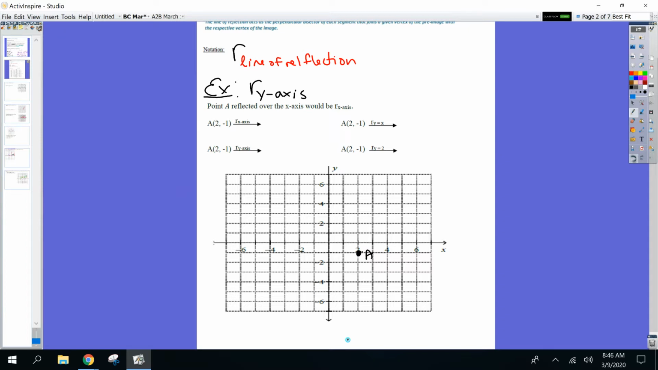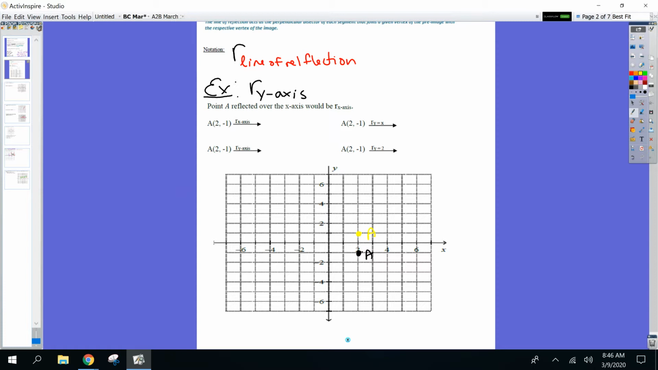Yes, it is. So now I ask that because what is the number of units A is from the x-axis, the line I'm reflecting over? How many units? 1, which means it's going to stay 1 when I go and reflect it. So it's 1 unit away. So I go another unit on the other side, and I end up with this point right here.